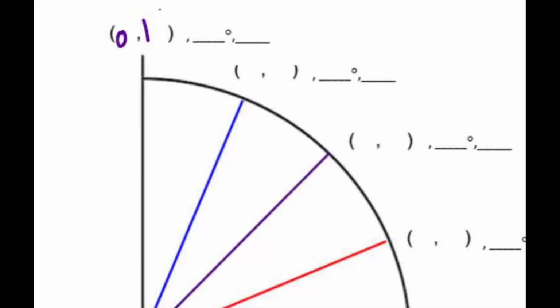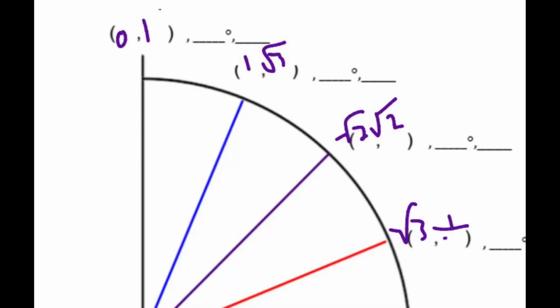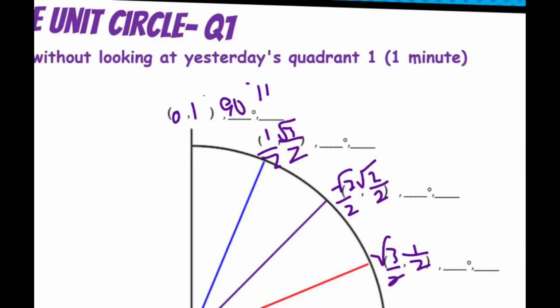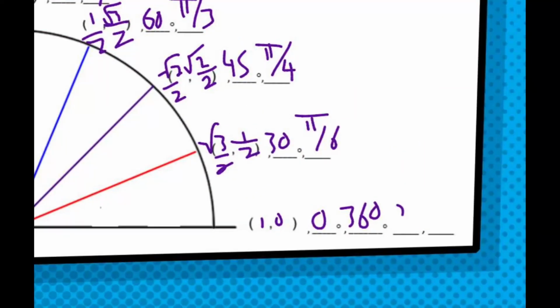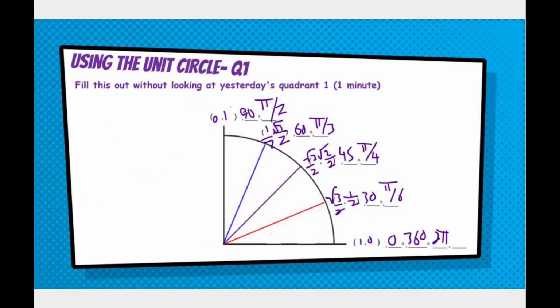This is 0, 1. And then I'm going to go through and do 1, 2, 3, 1, 2, 3, square root, square root, square root, square root, over 2, over 2, over 2, over 2, over 2, over 2. This is 90 degrees and pi over 2. This is 60 degrees and pi over 3. This is 45 degrees and pi over 4. And this is 30 degrees and pi over 6. This is 0, 360, and 2 pi. Okay, so we should have that.